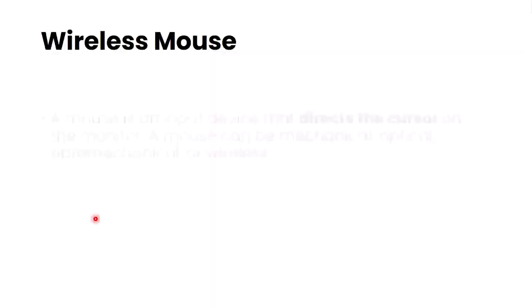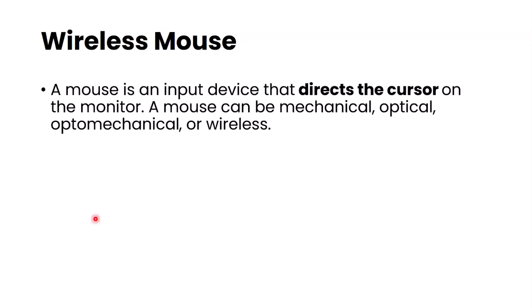And we have a mouse. A mouse is an input device. It directs the cursor. It is the mouse I'm using to move this laser pointer around. So that is the mouse. That's the function of the mouse.